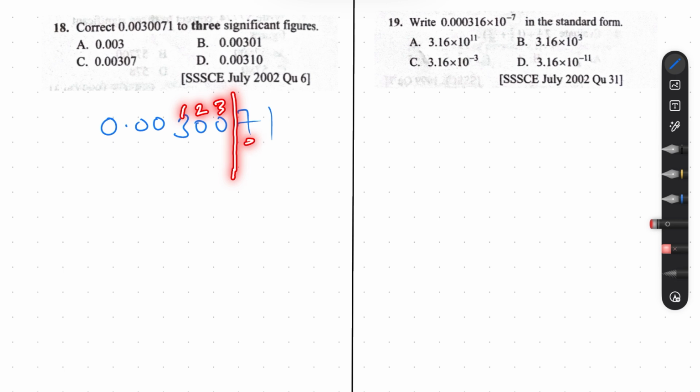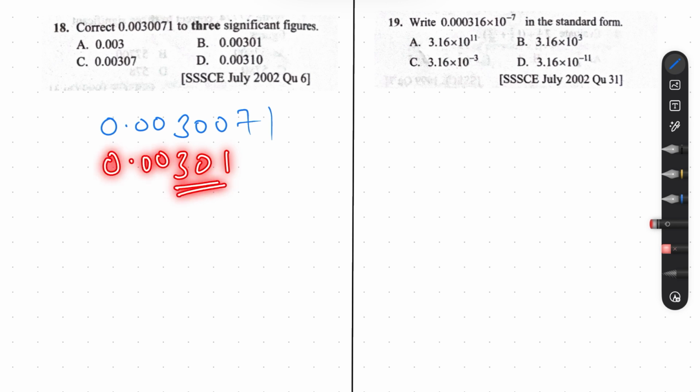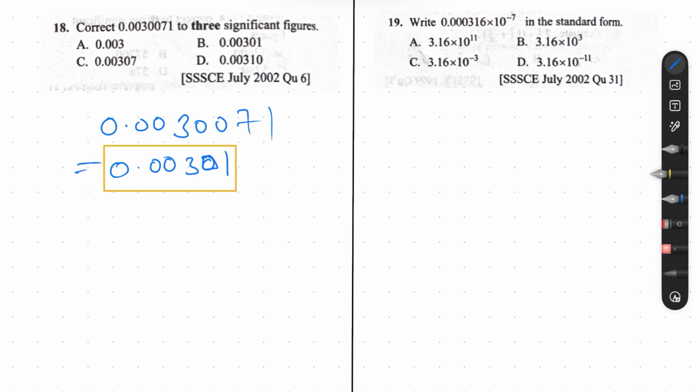But then the number after the last significant figure we're looking for is greater than 5. So we need to round it and add 1 here, right? So what are we going to get? 0.00301. This is our answer. 0.00301. So let's see, do we have it here? Yes, we have it right here, which is B, right? B is our answer, B.